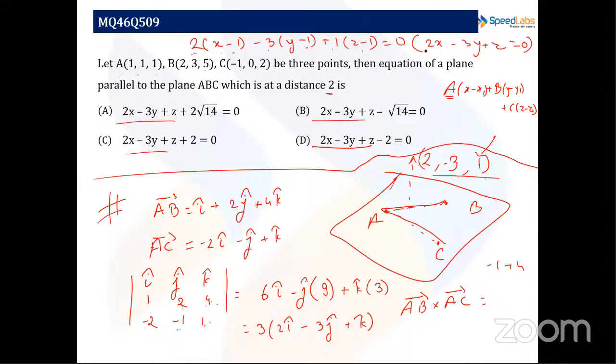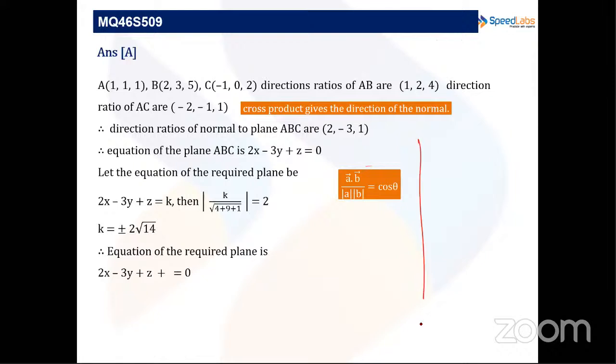Now, what we have to find? We are having the equation of this plane which is passing through ABC, but we have to find the equation of the plane which is parallel to this plane and it is at a distance of 2. So for the two planes to be parallel, the direction ratios should be same. So let's say the equation of that plane is 2x minus 3y plus z equals to k.